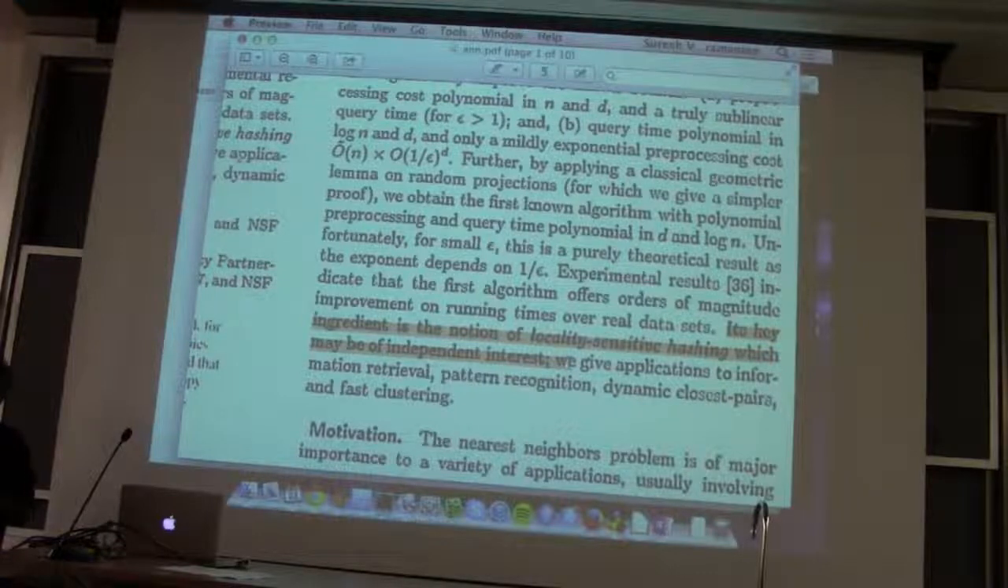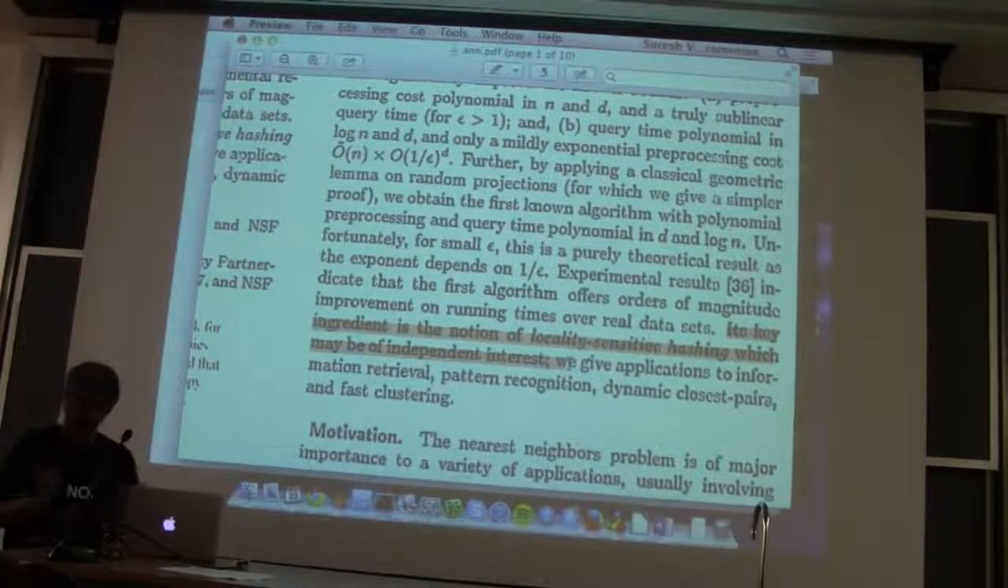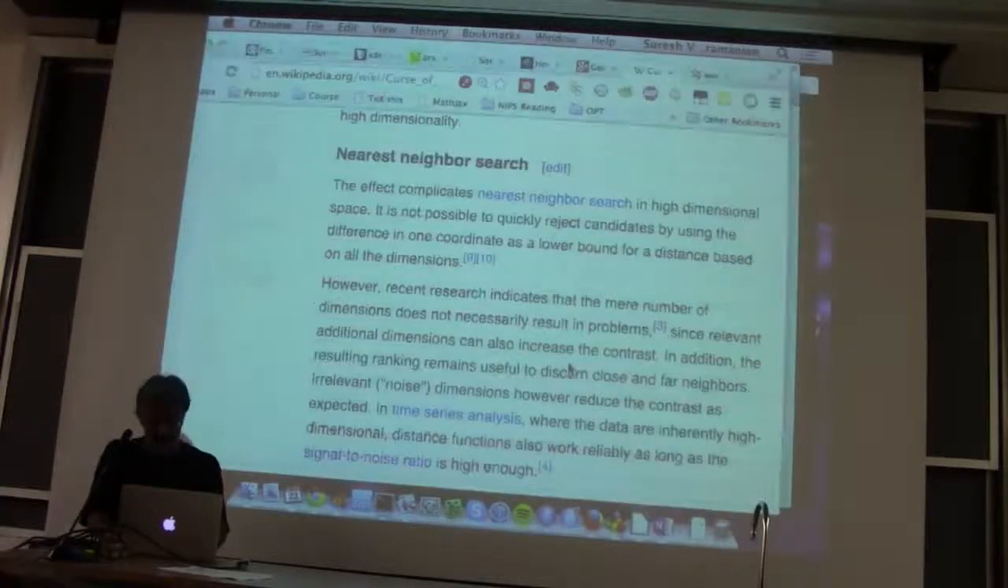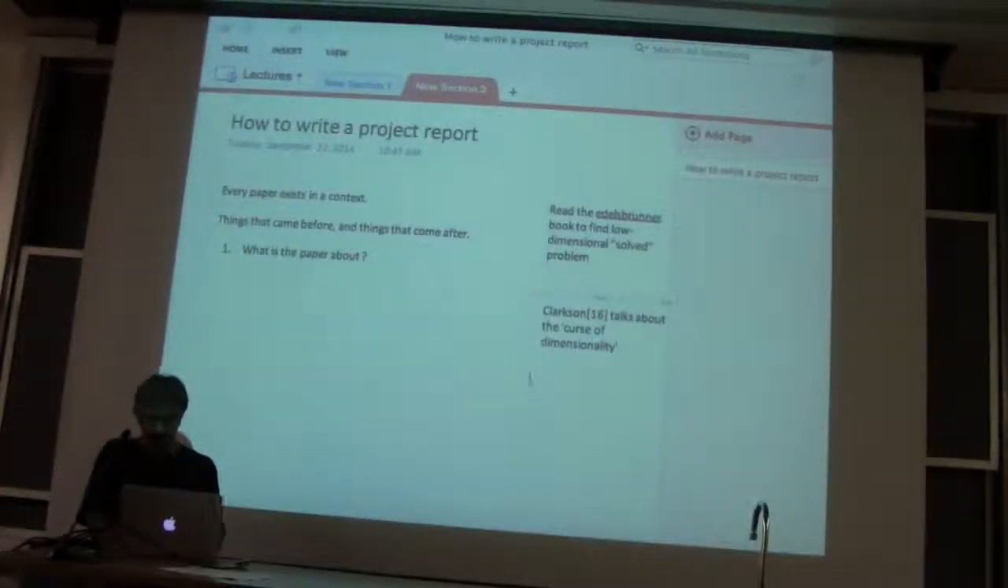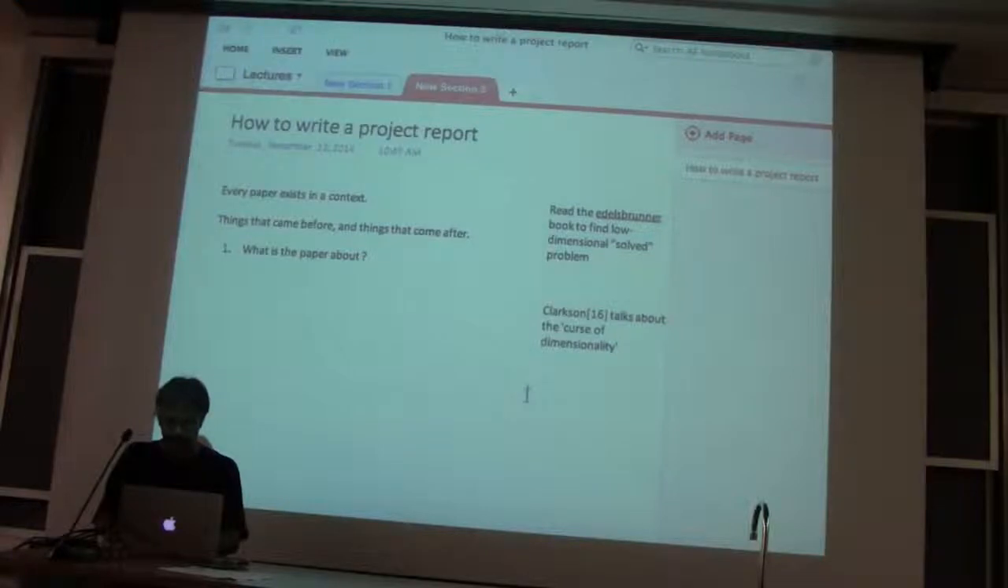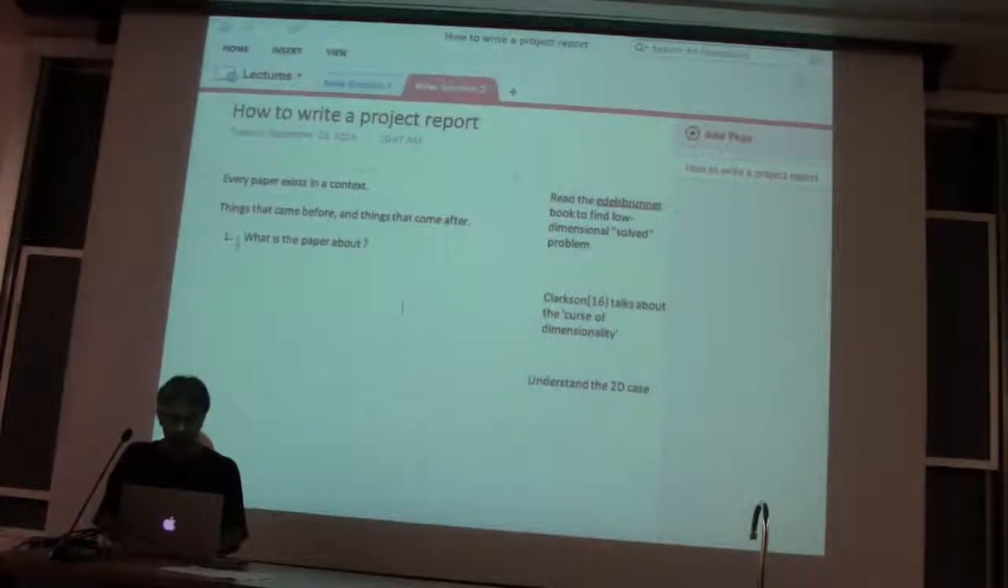And so one way is to say, let me first figure out why it's so easy in low dimensions. I can do one dimension, maybe I can do two, and maybe I can do a fixed number of dimensions or something like that. You could go look at that. You could go look at it right now, but you probably won't. But that's something you could do. So maybe we should put a note to ourselves saying, understand the 2D case.